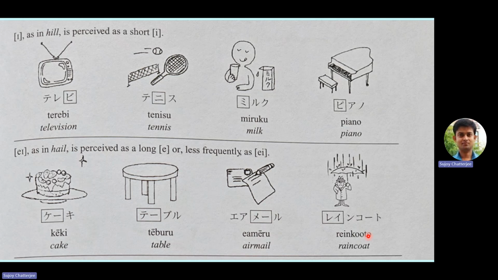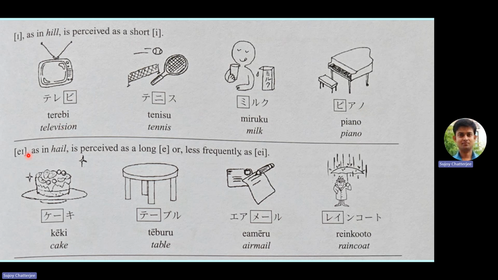Now, next is the E sound, as in hill. This is the short E sound, to be precise. E as in hill is perceived as a short E. For example, this is television. In Japanese we call it terebi. It's just the B sound here. Tennis. Milk, mirku. As you can see, everywhere there is the E sound. There is no horizontal bar here. Piano, it remains as piano.